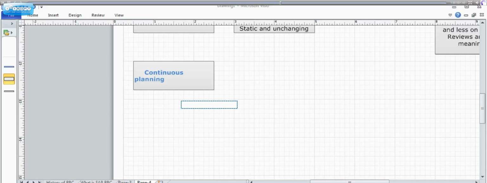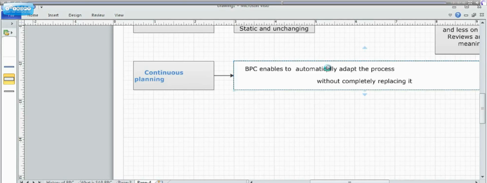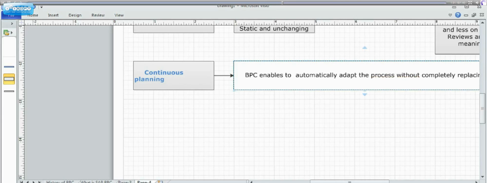So in order to cope with those uncertainties and unexpected situations, BPC enables us to automatically adapt the process without completely replacing it. So that's a point I would like to make a note of. It doesn't ask the entities to completely remove the process. It gives an alternative.